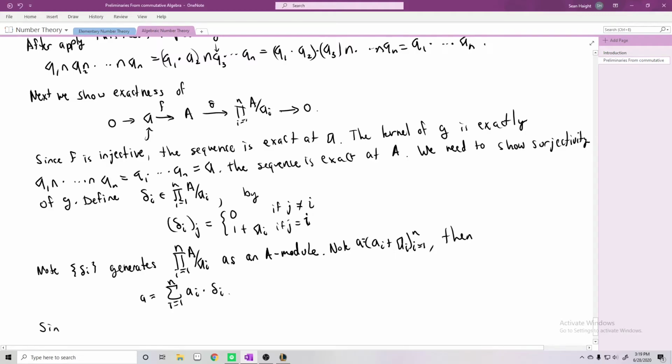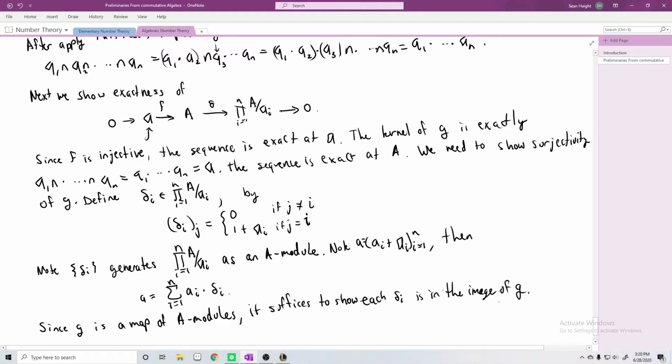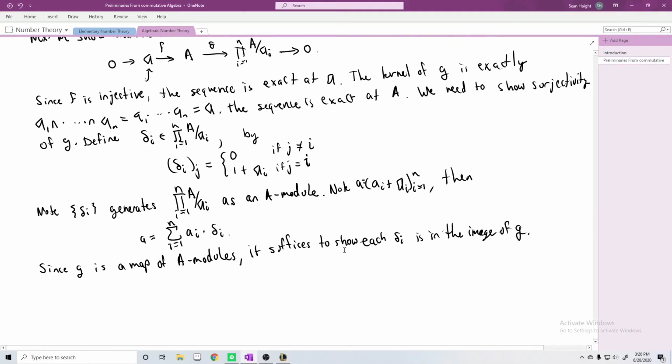Since G is a map of A modules, it really suffices to show that each delta sub i is in the image of G. So I'm trying to show this map is surjective. I've found a nice generating set as an A module. G is an A module homomorphism, so it suffices to show each element of this generating set is in the image of G.